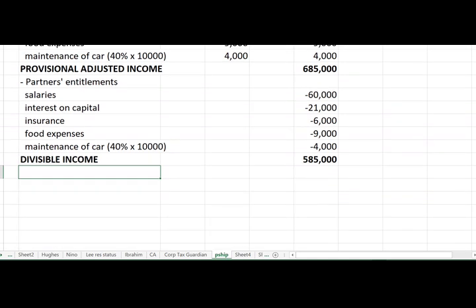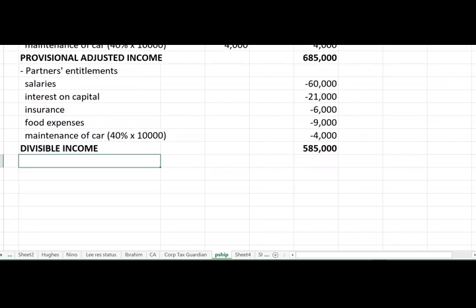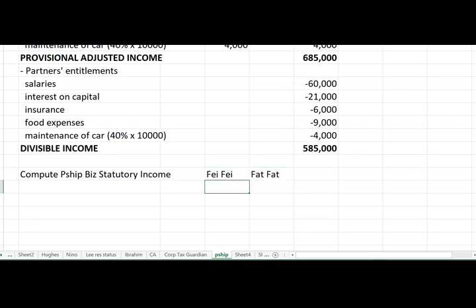Okay, now we are not done. We're not done. Now we need to compute the partnership business statutory income. Now, you have two persons, right? You have Fei Fei and Fei Fei.